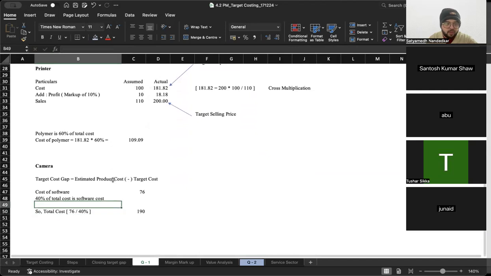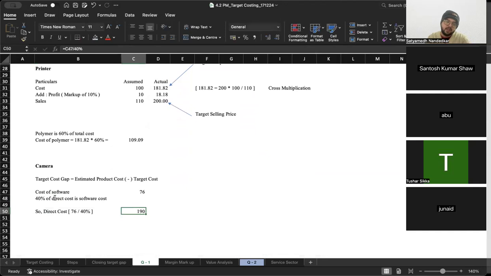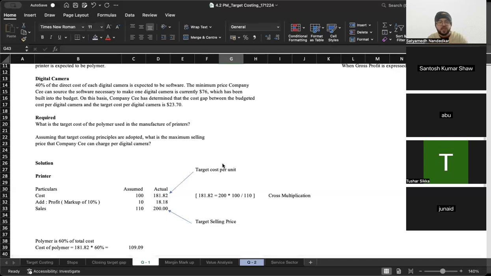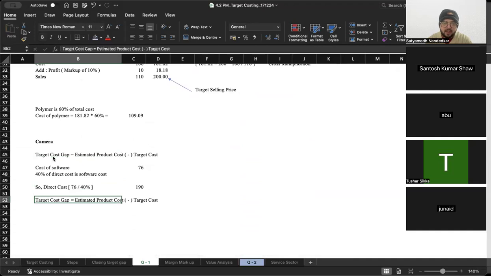40% of the direct cost. Let's use the words that they have used. Let's not make it into something else on our own. Direct cost is 76 upon 40%, which gives you a number of 190. This is the total direct cost, which has been built into the budget. And the target cost gap is 23.7. So 190 is the estimated product cost, and the target cost gap is estimated production cost minus the target cost.